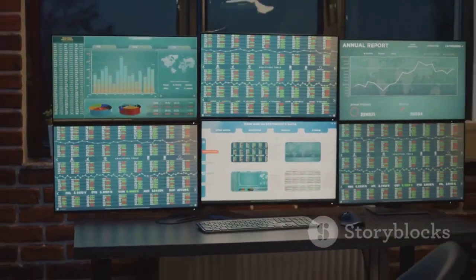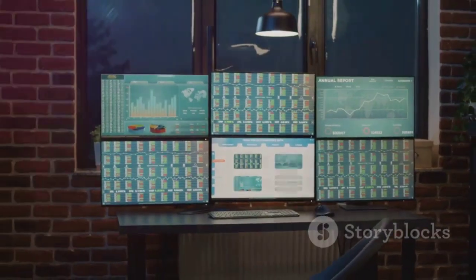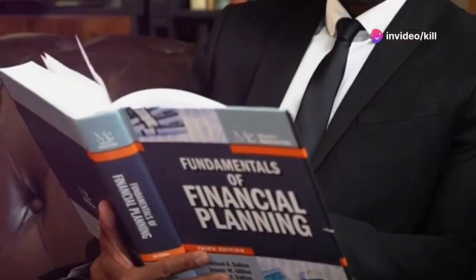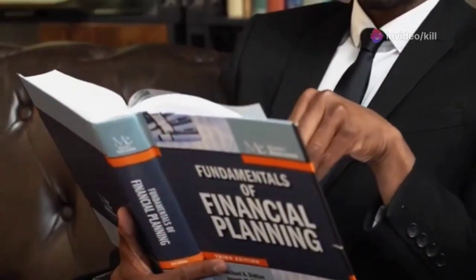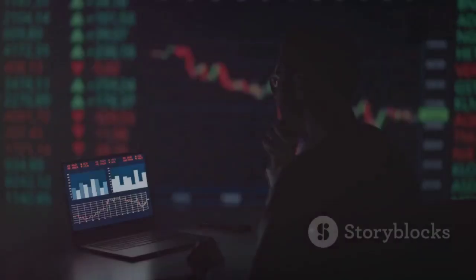However, remember that ratios are just one piece of the puzzle. They should be used in conjunction with other financial indicators and qualitative factors for a comprehensive analysis. Just like you wouldn't judge a book by its cover, don't judge a stock solely on its ratios.